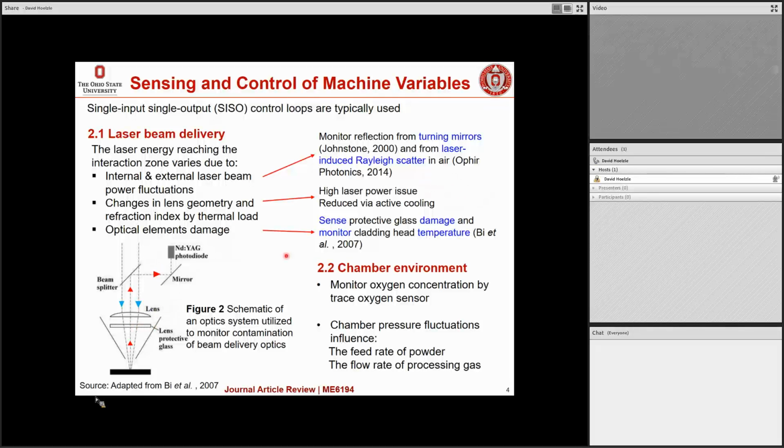And the second section is the chamber environment. Usually they monitor the oxygen concentration by using trace oxygen sensors, and also the chamber pressure fluctuations will influence the feed rate of the powder and the flow rate of the processing gas.